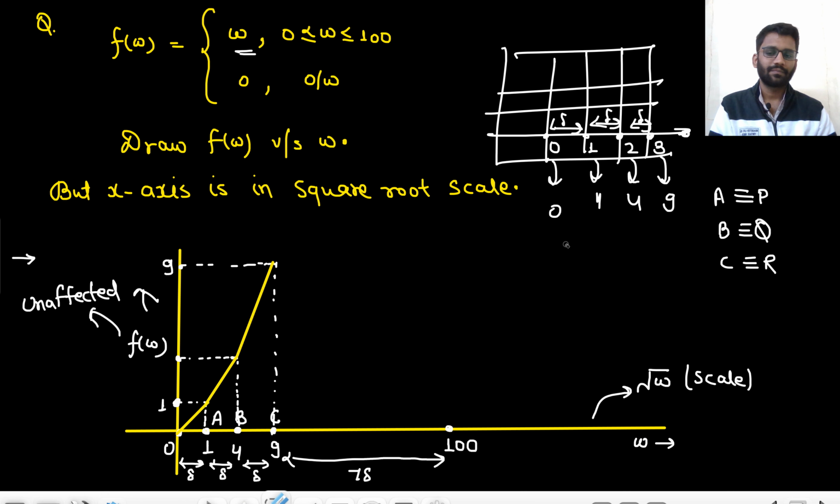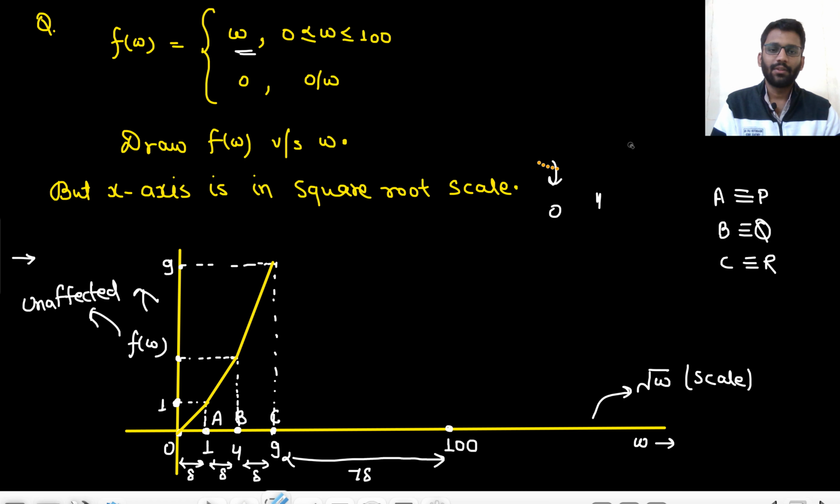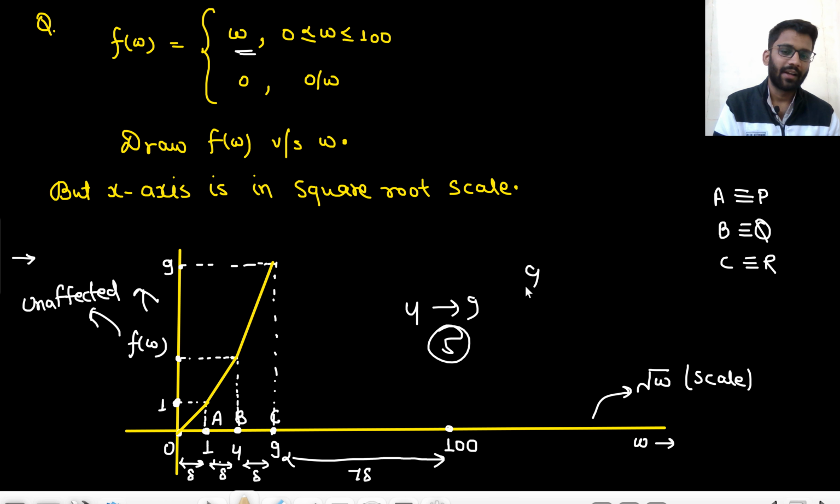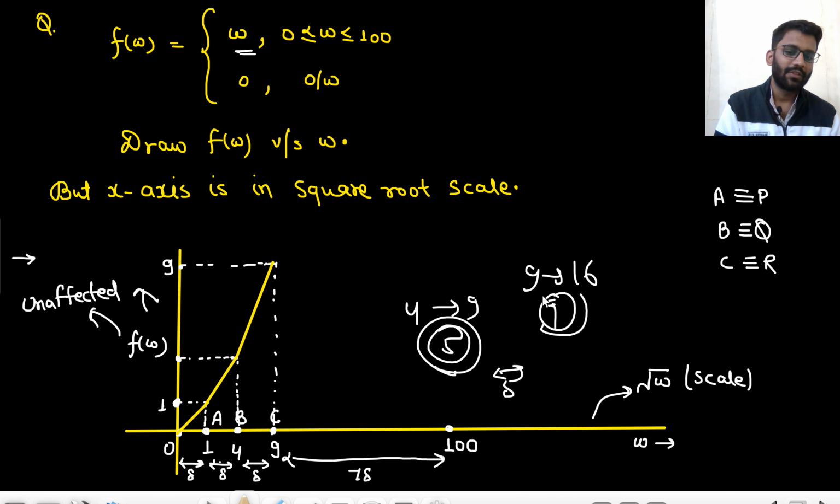Right? Although there is a huge difference between the gaps. Right? This is delta, this is delta, this is delta, but from 4 to 9 we are going 5 points and from 9 to 16 we are going 7 points. But within delta we can cover 5 points, within delta only we can cover 7 points. Okay.